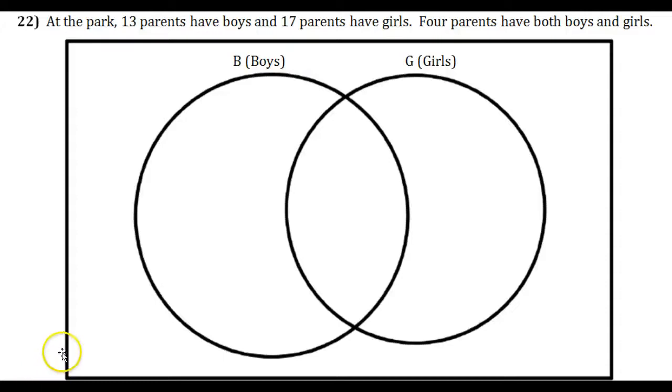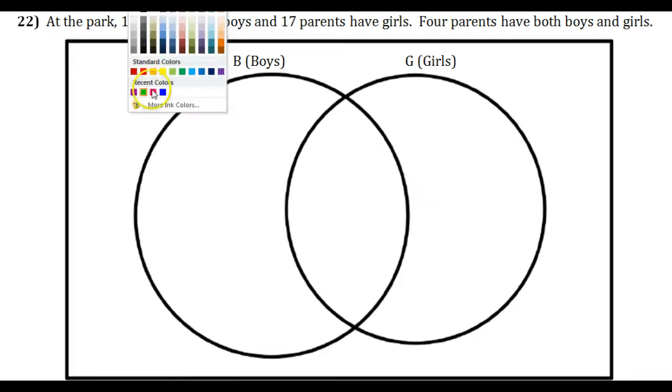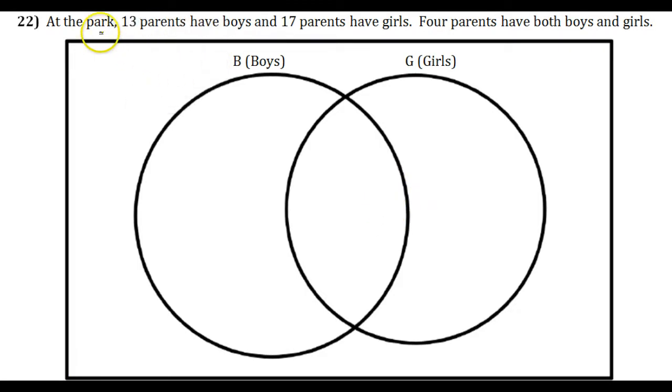Alright, in this video we will learn about Venn diagrams and probability. So let's see what we have got. At the park, 13 parents have boys and 17 parents have girls. 4 parents have both boys and girls. Okay, so let's fill this out.